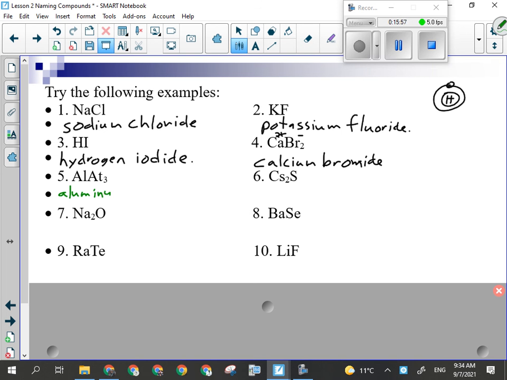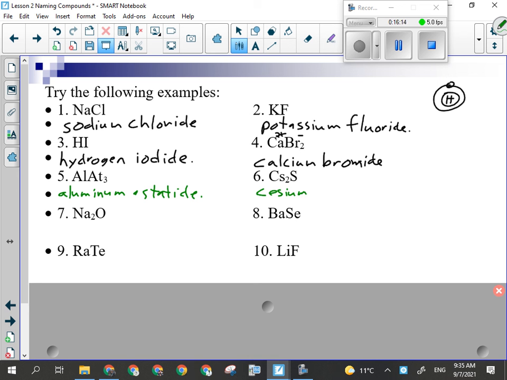So this is aluminum, and what does the At stand for? Astatide. Doesn't matter that there are 3 of them. It's an ionic compound, so there are no prefixes. Aluminum astatide. All right, number 6. We've got Cs, which is cesium.